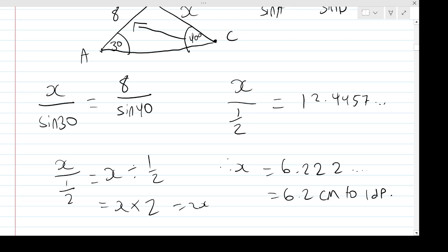So this is basically saying 2x is equal to 12.4457. Hence x, I'll divide by 2, or times by a half. So that's how I got that answer there. I thought I'd break that down because it does look a bit weird. And in general, if you do have weird fractions, do it like that if it helps.